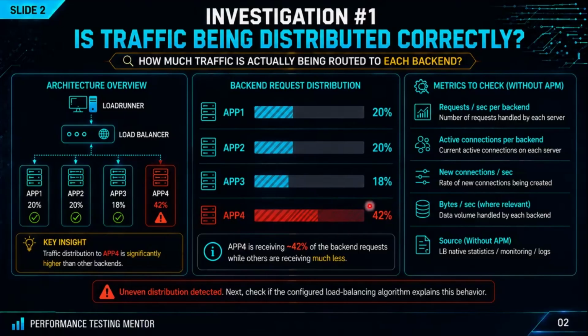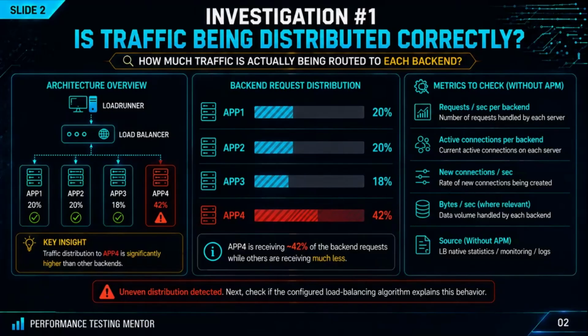App 4 is receiving much more traffic than the other servers. But I do not want to jump to the conclusion that the load balancer is the bottleneck here. There could be a valid reason for this uneven distribution. So my next question is, why is app 4 receiving 42% of the traffic?